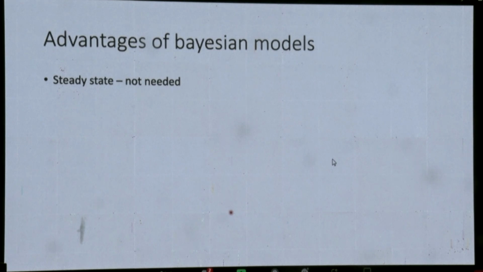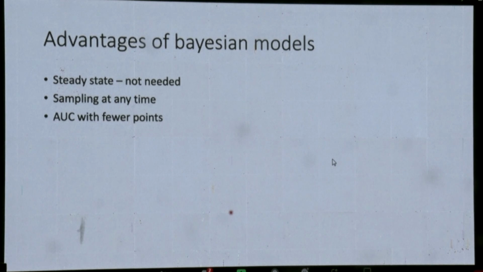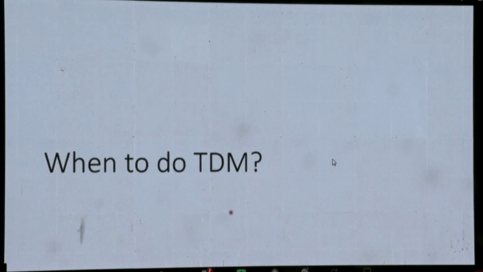So what are the advantages of Bayesian models? We don't have to wait for steady state. Vancomycin, once we start giving to a patient, we don't have to wait for 96 hours, especially if the patient is having renal failure. We don't have to wait for 1 week to see whether their levels are adequate or not. Use the Bayesian models. You can do measurement even in the first day and suggest the dose in the first day itself. You can sample at any point in time. So that makes your life more comfortable. You can find out the AUC with very few time points.